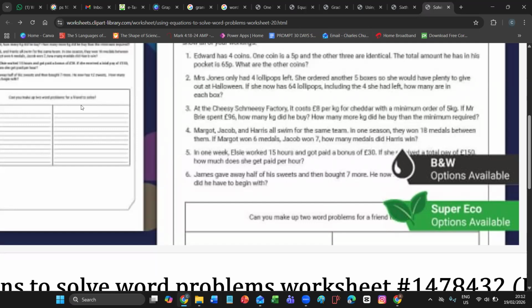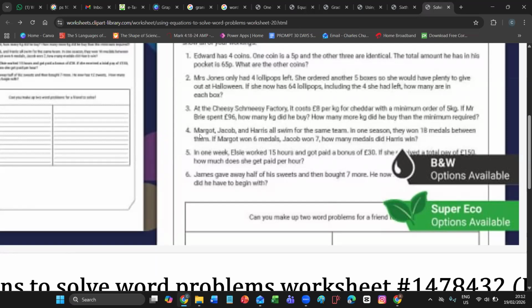Okay, all right, no problem. Let's see if you can walk around one, two, and three. Probably I'll look for another one that is complete to give you for some practice that you can do on your own. Okay, so the first one says Edward has four coins.